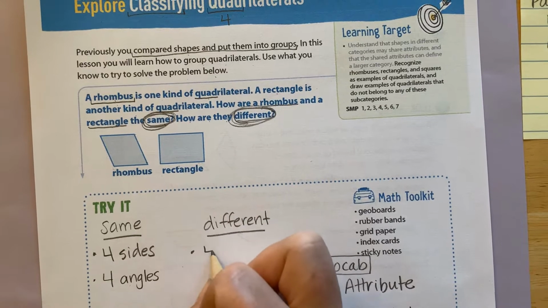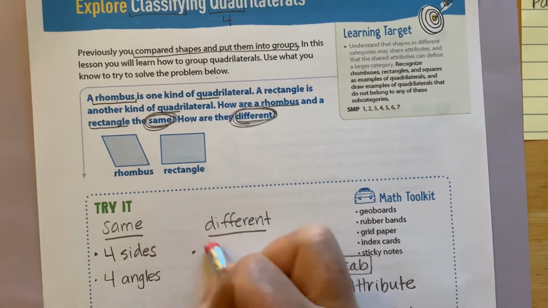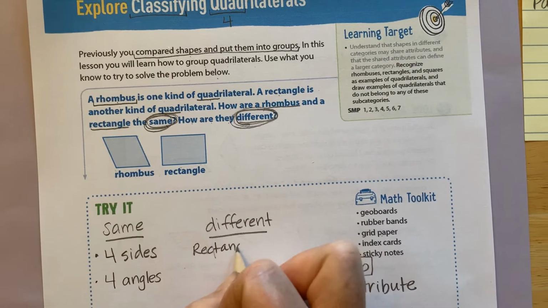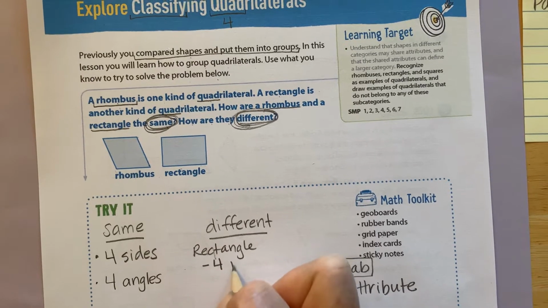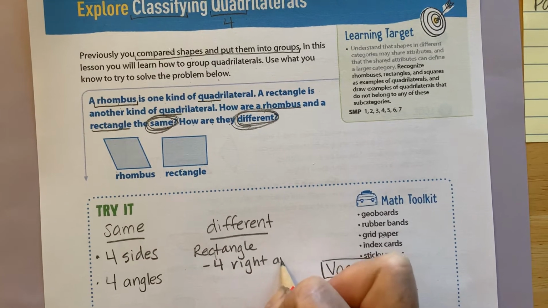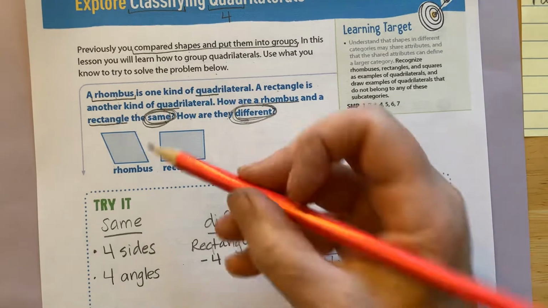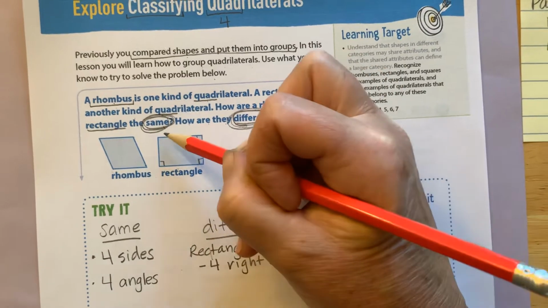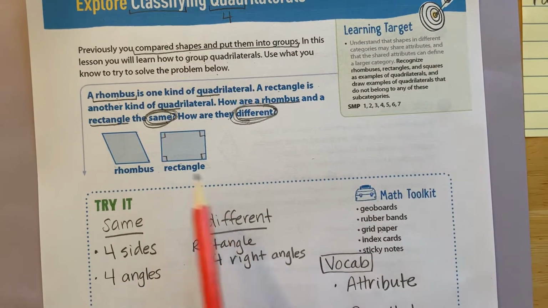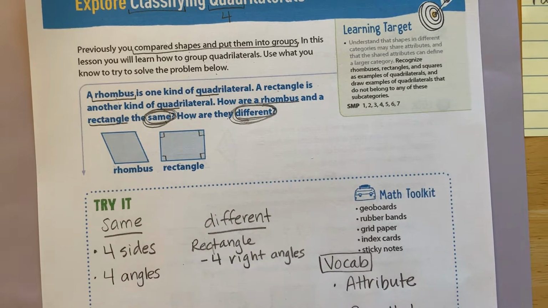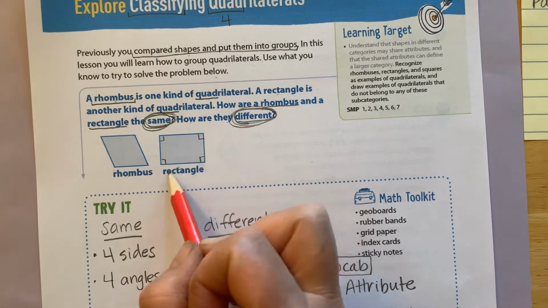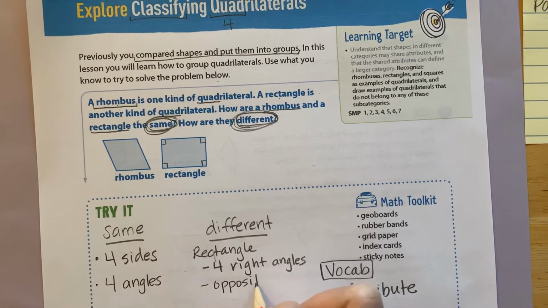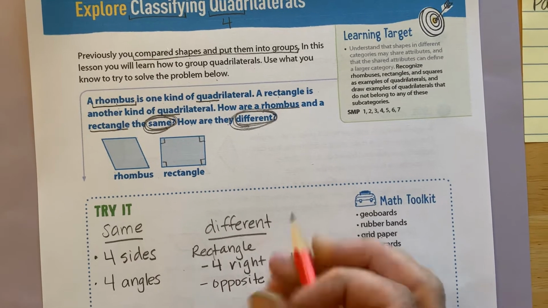The rectangle has four, oops, I've got to write rectangle. So our rectangle, it has four right angles. Remember, we've talked about right angles. Right angles are angles that look like corners. So there's a right angle, there's a right angle. It's got four right angles. What else do you notice about the rectangle? Well, the rectangle has the opposite sides are the same length. The opposite sides are the same length.